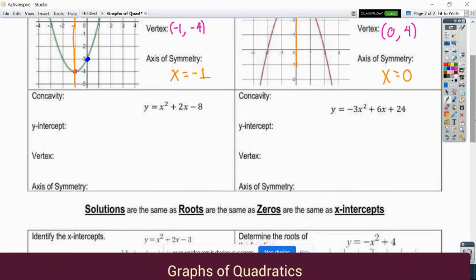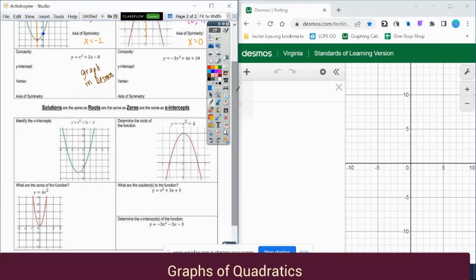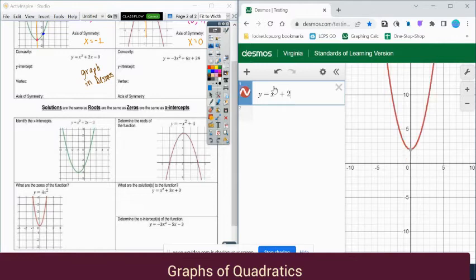So as you move down your page, notice that these next two give me an equation, but they don't give me a graph to go with it. You're going to go ahead and create your own graph. You're going to do that right in Desmos. Okay, so given this equation, type that in: y equals x squared plus 2x minus 8.